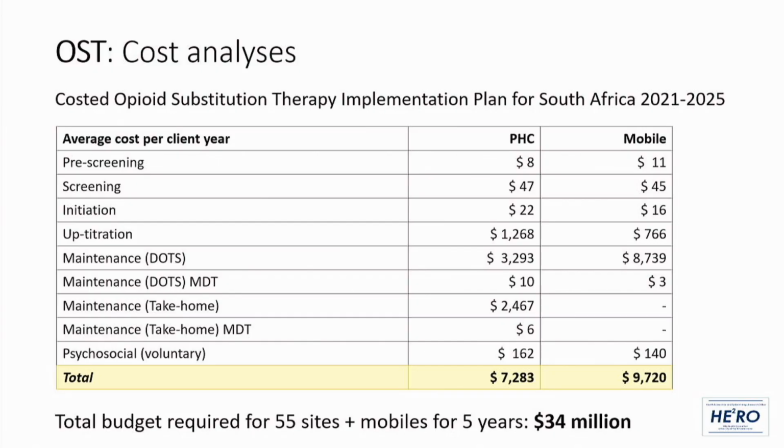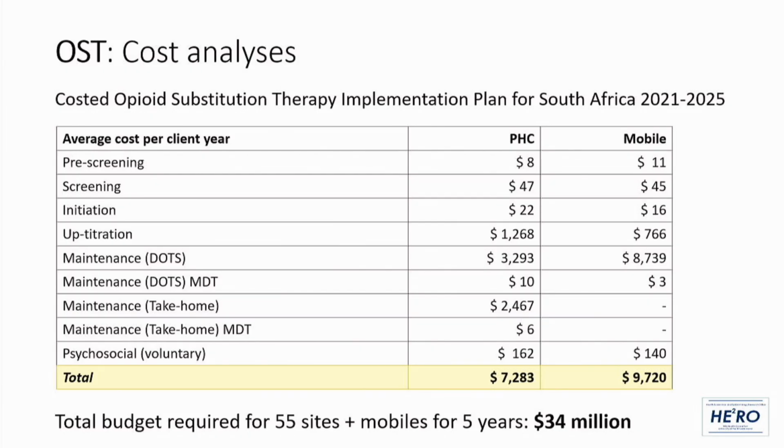We also did a number of economic analyses. So this is a cost analysis of what was back then called opioid substitution therapy. I know that's no longer the language, where we were asked by government to cost an opioid substitution therapy implementation plan for 21-25. And we did this work in 2019. We found that this is the cost per client served per year, with maintenance therapy mostly based on, or actually exclusively with, methadone, but also with NSP, etc.